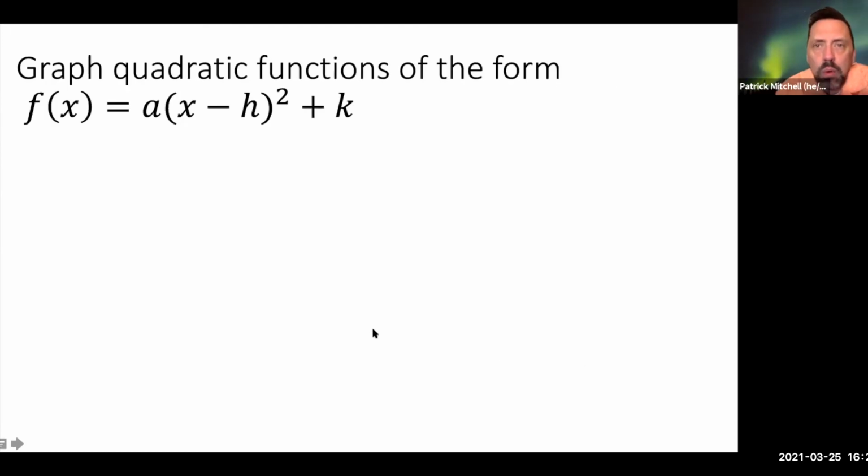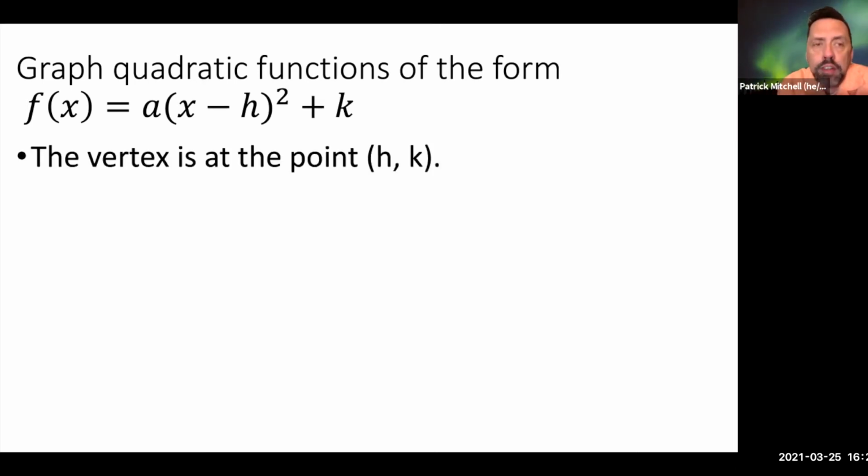Okay, so graphing quadratic functions of the form f of x equals a times (x minus h) squared plus k. So what's happening here is that we start with our regular y = x squared, and then we shift the graph horizontally, we stretch it or shrink it, and then we shift it up or down. All right, so possibly all three of those things. The vertex of this function will be at the point (h, k), and you have to be careful with your signs. I'll talk about that when we do an example.